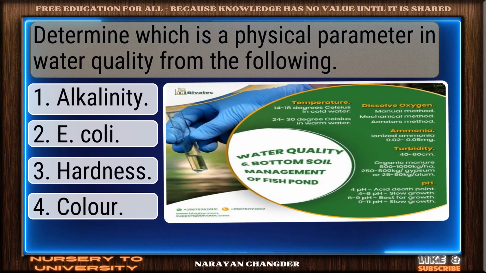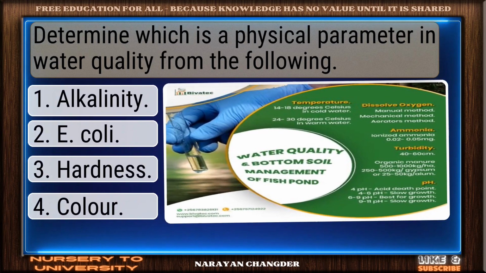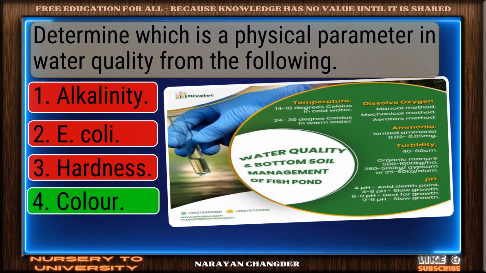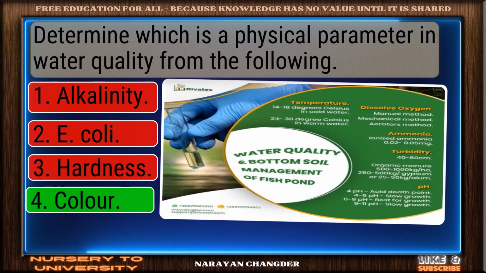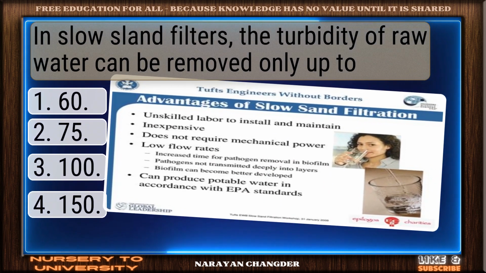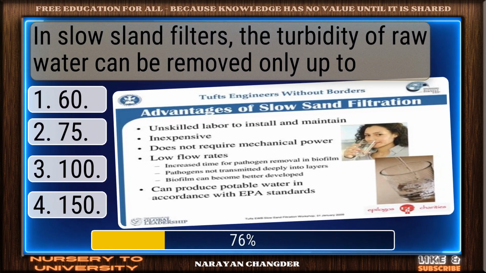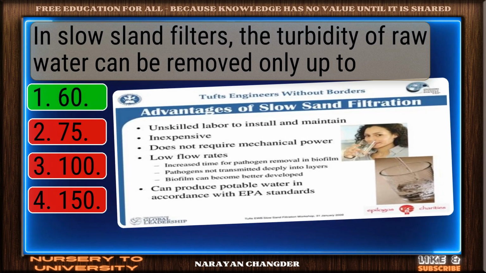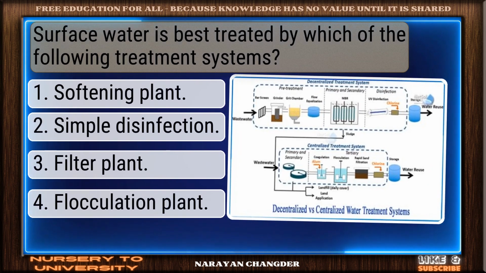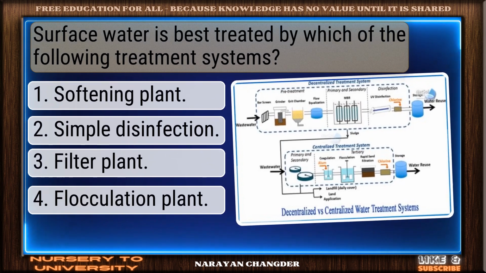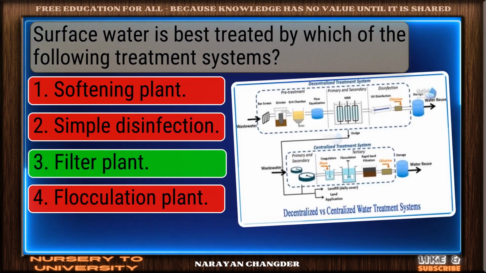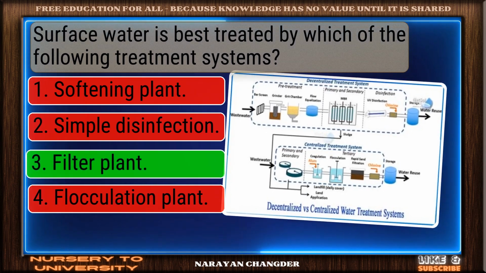Determine which is a physical parameter in water quality from the following. Clear logic. Your choice, color, is sound and 100% true. In slow sand filters, the turbidity of raw water can be removed only up to. Great job. 60 is the accurate answer. Surface water is best treated by which of the following treatment systems? Well done. Filter plant is the right choice.